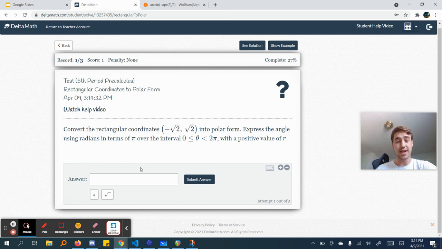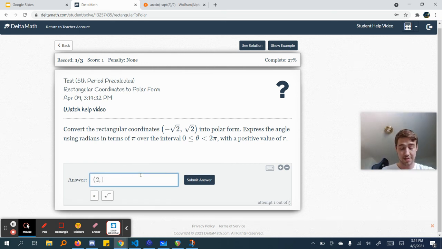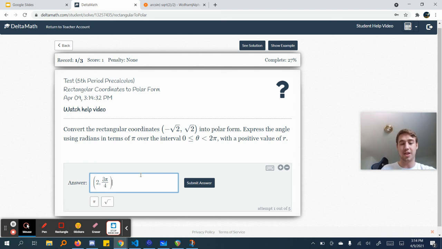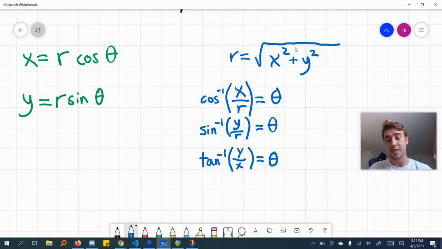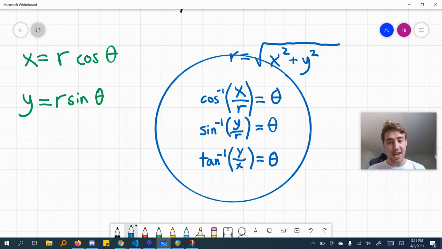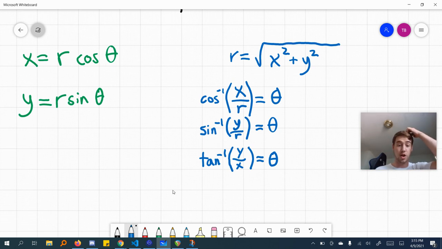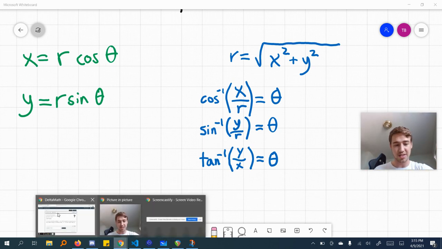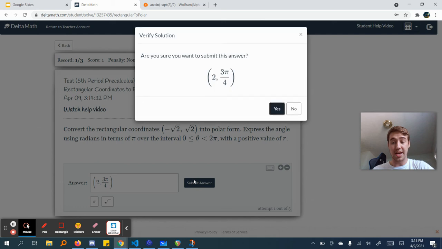So basically, if you were going to eyeball it, you could just say it's 2 at, what would that even be? 3 pi over 4? But that's not a very clear way of looking at it. You would have to do the Pythagorean theorem to find the value of r. That'd be this formula right here. And then you find the reference angle using any of these and then place it in the appropriate quadrant by looking at the positive and negative values of sine and cosine, meaning x and y.